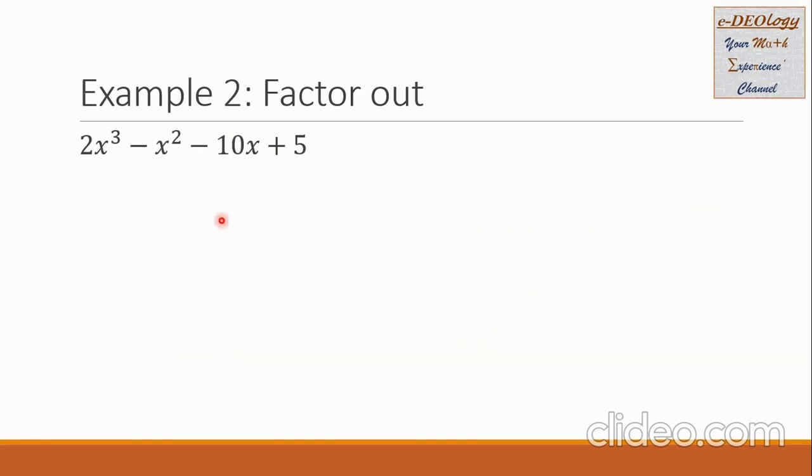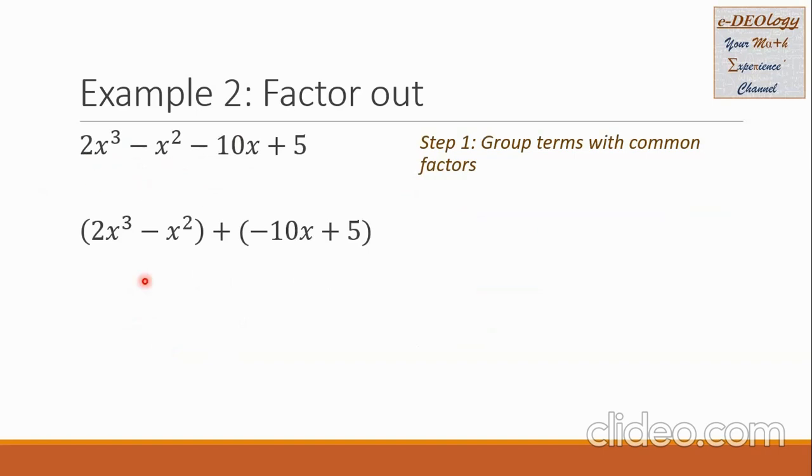Let us have example 2. 2x cubed minus x squared minus 10x plus 5. Step 1, group terms with common factors. So I'm going to group the first 2 terms and group the last 2 terms. But you see here, our third term is negative. So while putting the grouping symbol, I should write here the plus and then put the last 2 terms in the grouping symbol.